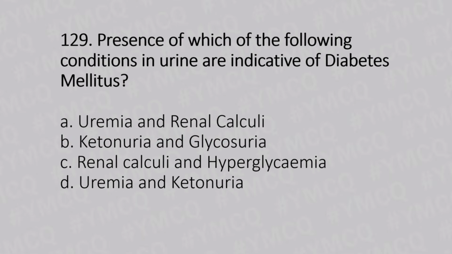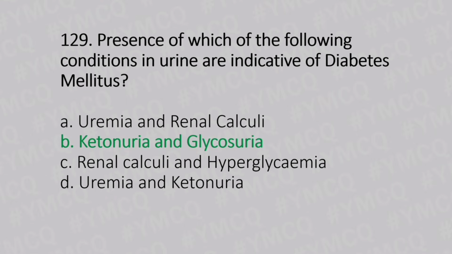Now let's move to question number 129. Presence of which of the following conditions in urine are indicative of diabetes mellitus? Option A, uremia and renal calculi. Option B, ketonuria and glucosuria. Option C, renal calculi and hyperglycemia. Option D, uremia and ketonuria. And the answer is option B, ketonuria and glucosuria.